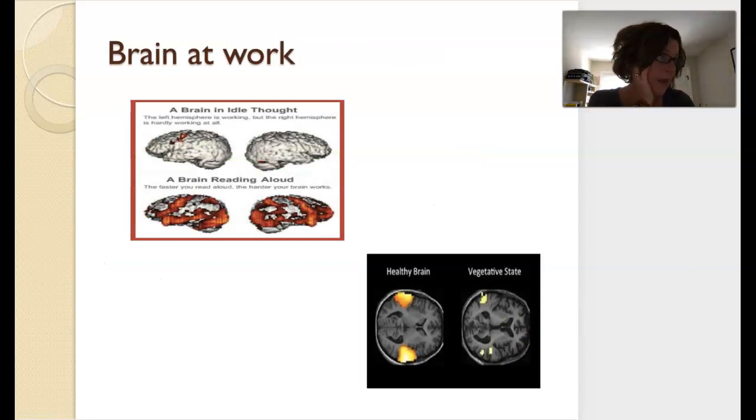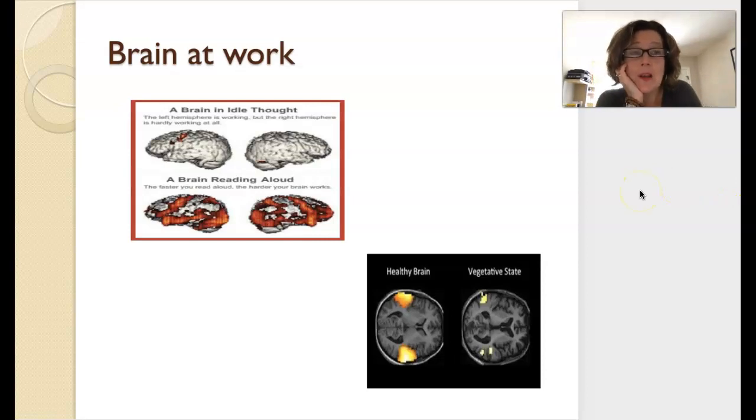Okay, back, here we go. So the brain is this just amazing part of our body. And through our MRI imaging that we now have, we can actually see what's going on in the brain when we are doing particular things. So, for example, in a brain in idle thought, the left hemisphere is working, but the right hemisphere is hardly working at all. So this is idle thought.